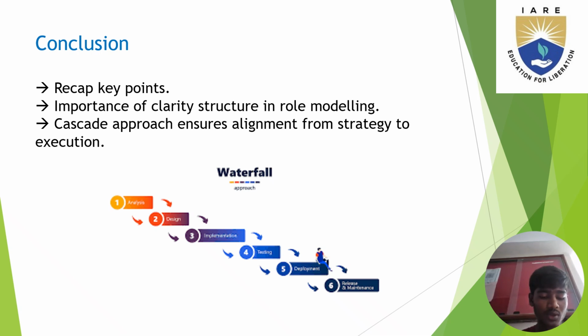Next, what is modeling cascading? You can see all the points here. We can see the diagram clearly: waterfall. The diagram clearly mentions design, information, and so on.